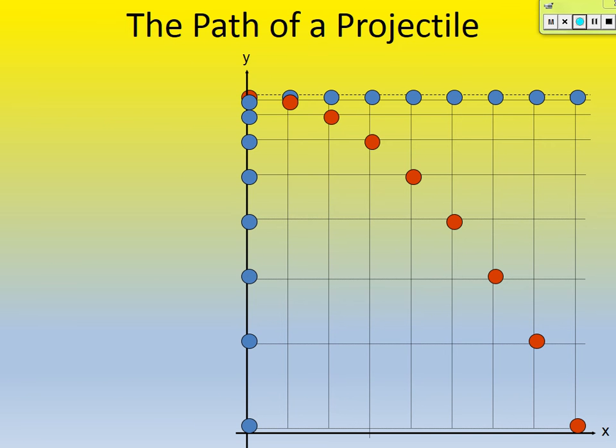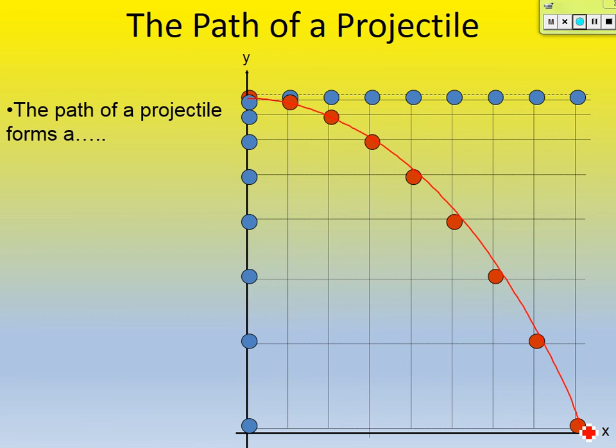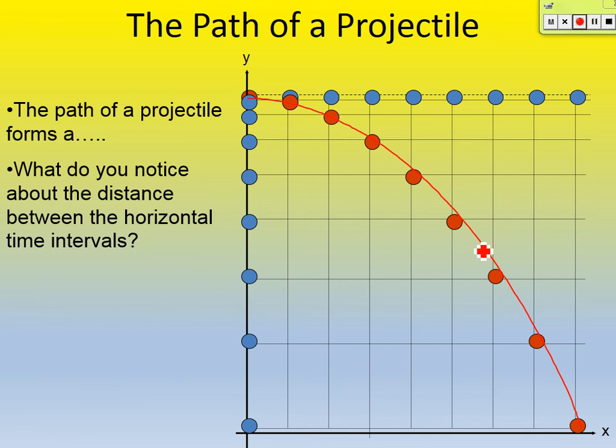Okay, again, this is just a slide that will summarize what we just talked about. The path of a projectile forms in the air. So what do we call that path? It's called a projectile, and it's kind of this rainbow-like curved pattern. Again, it's caused because of gravity, and gravity accelerates things down toward the earth. What do you notice about the distance between the horizontal time intervals? And the answer is, it's constant. And that's because projectiles have a constant horizontal velocity.